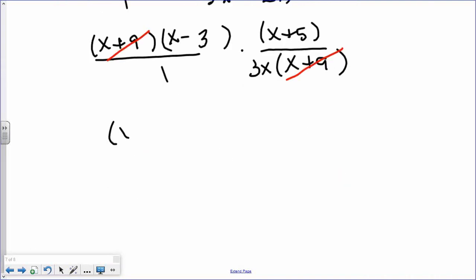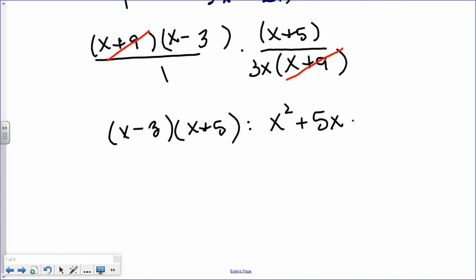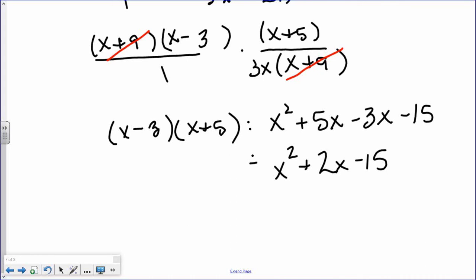I have x minus 3 times x plus 5. And again, I'm going to use FOIL. First, x squared. Outer would be 5x. Inner would be negative 3x. And last would be minus 15. When I combine my like terms, I'd have x squared plus 2x minus 15. And let's try one more.